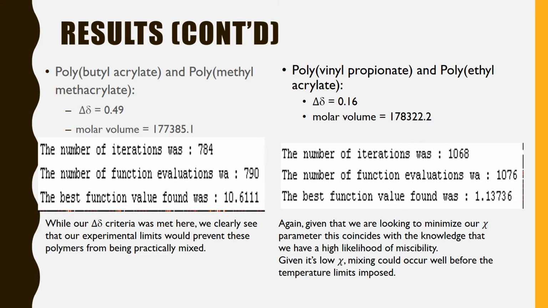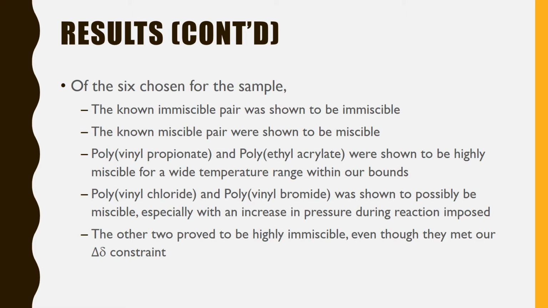And we have PVP and polyethyl acrylate, which fall well within our range. Given its low chi, mixing could occur well within our temperature limits. So of the 6 chosen for the sample, the known immiscible pair was shown to be immiscible, and the known miscible pair was shown to be miscible. PVP and polyethyl acrylate were shown to be highly miscible for a wide temperature range within our bounds. PVC and polyvinyl bromide showed the possibility of miscibility, especially with an increase in pressure during reaction. And the other 2 proved to be highly immiscible, even though they met our solubility criteria.